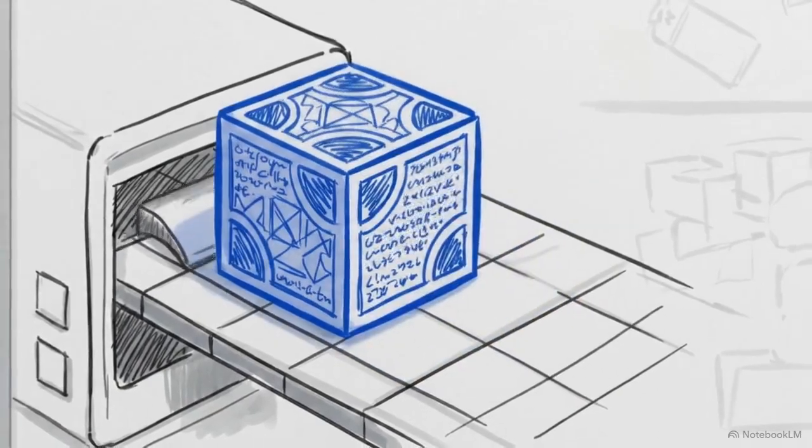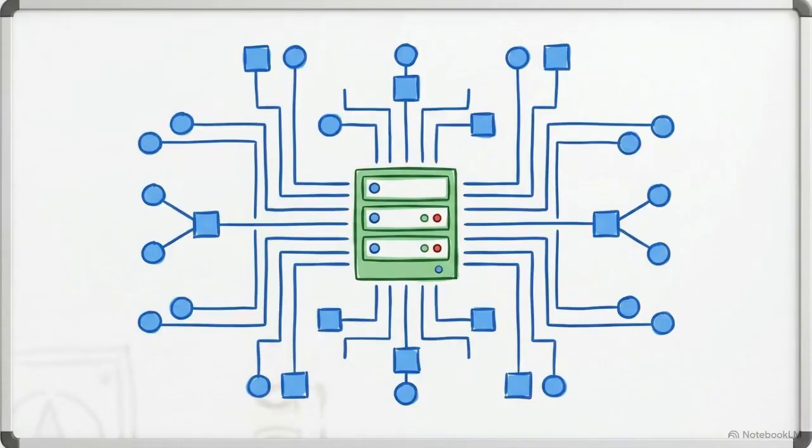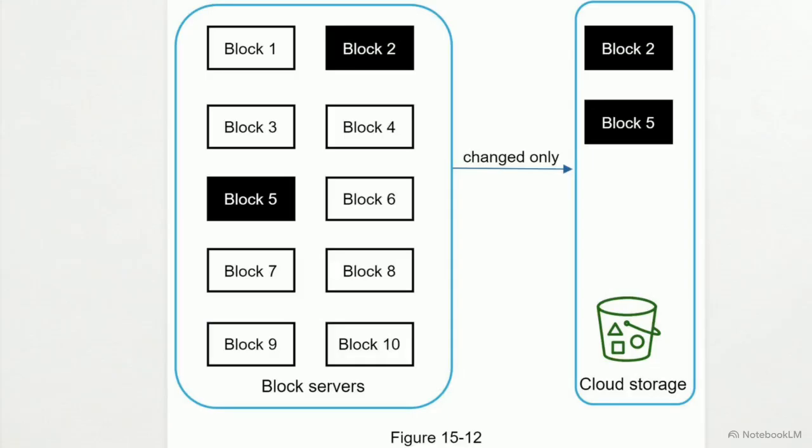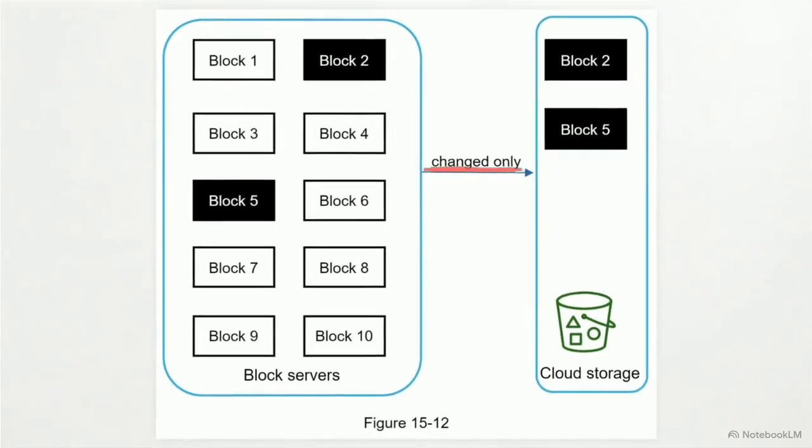This chunking process enables delta sync, which aggressively preserves bandwidth when a user edits an existing file. This delta sync diagram illustrates the optimization. If a user modifies one paragraph in a massive document, the system calculates the change and transmits only the newly modified 4 megabyte blocks over the network. The rest of the file is left alone.